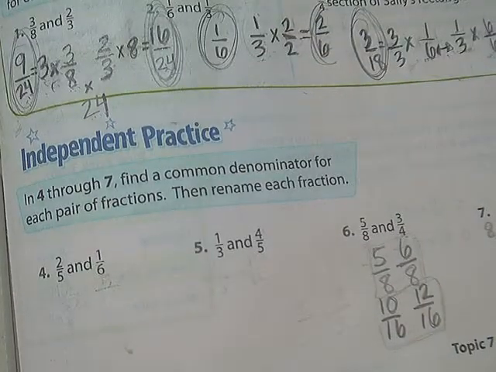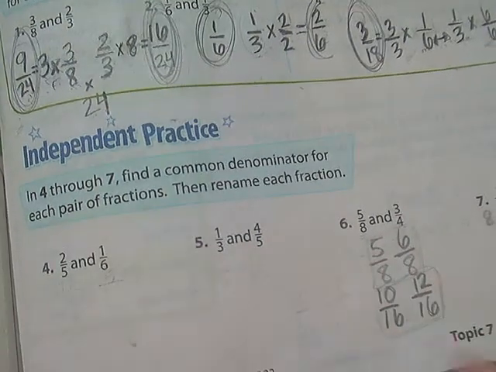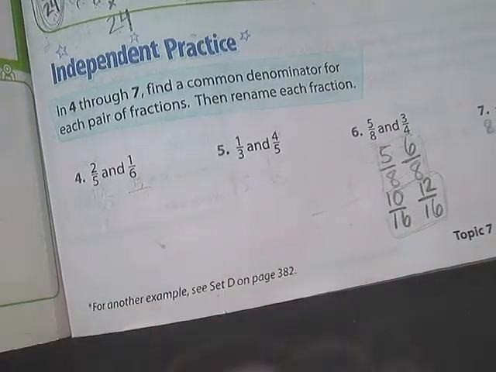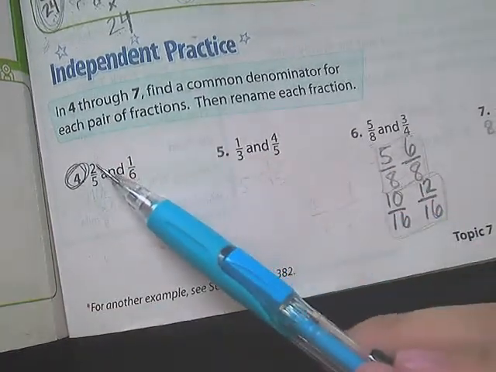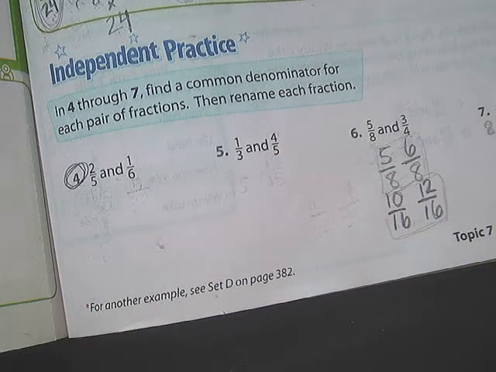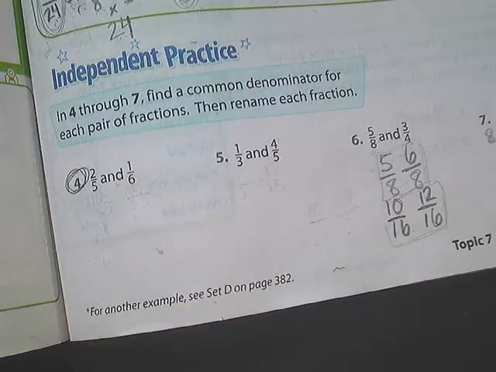All right, so y'all are going to try it by yourself. Go ahead and get your pencil and your piece of paper. I want y'all to look at number 4 right here. It says 2 over 5 and 1 over 6. So go ahead and write that on your paper. If you're not sure, just try your best, and then we're going to go over it. Find a common denominator. You can use any method that you'd like.